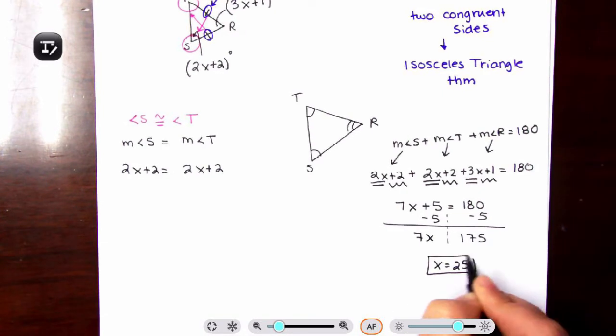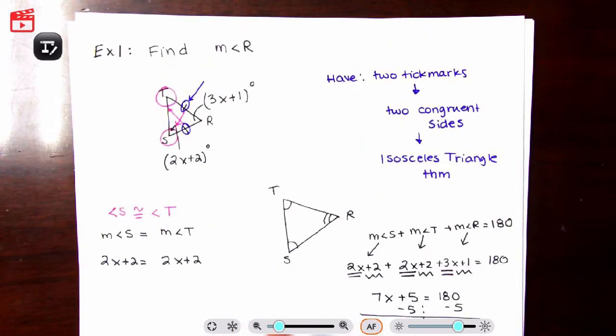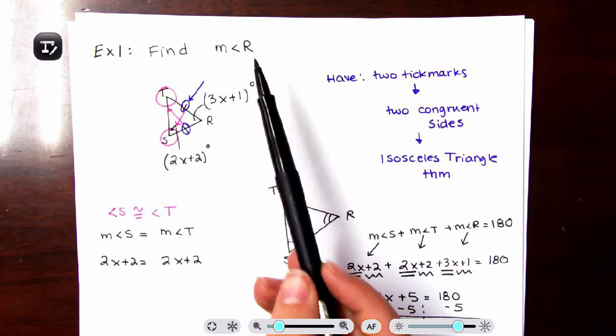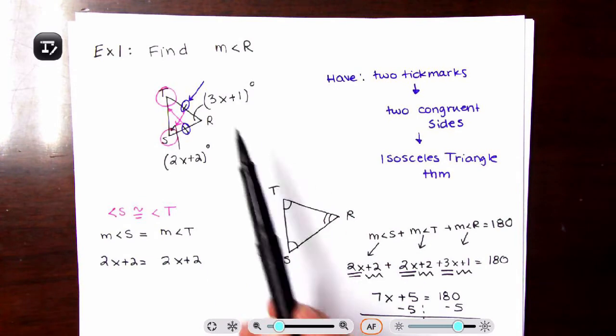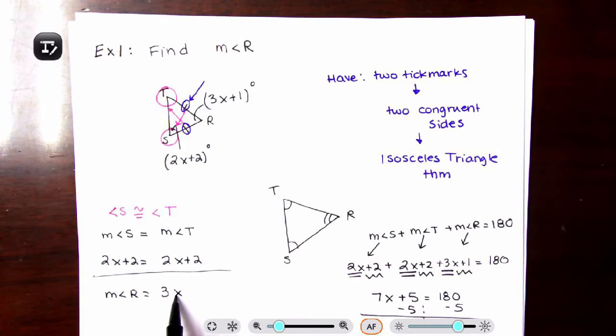Now we have to ask ourselves, is that what it's asking us? So I'm going to shift back up. It's asking us to find the measurement of angle R. The measurement of angle R is equal to 3x plus 1.